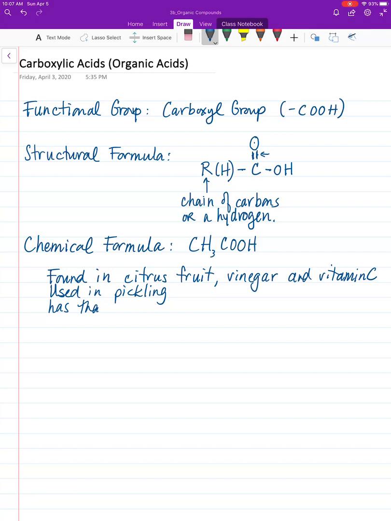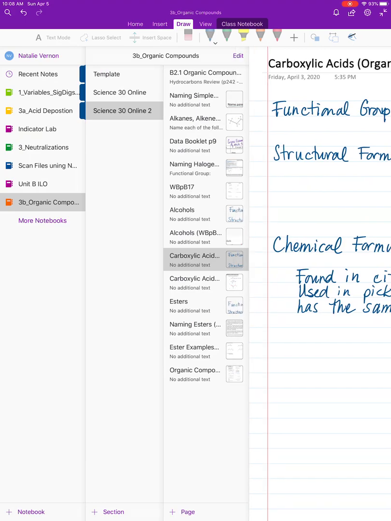So it has the same properties as our other acids. So pH less than 7, they're conductive, they turn blue litmus red, all those other things. Okay, so now we need to talk about naming. Okay, oh, sorry, and we should go back again.